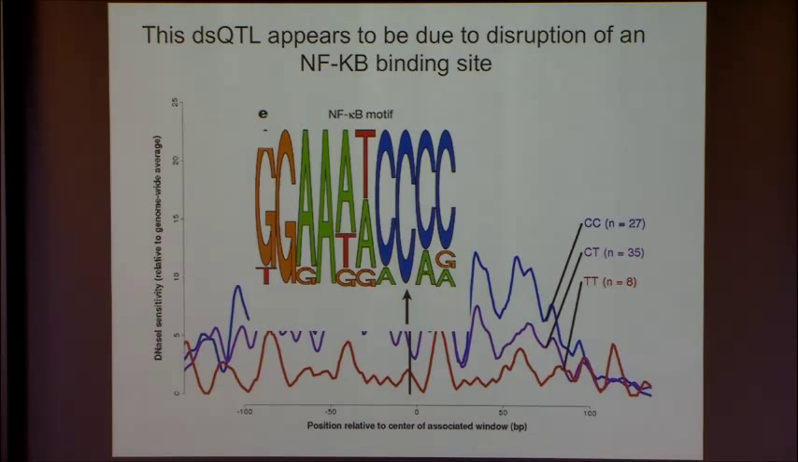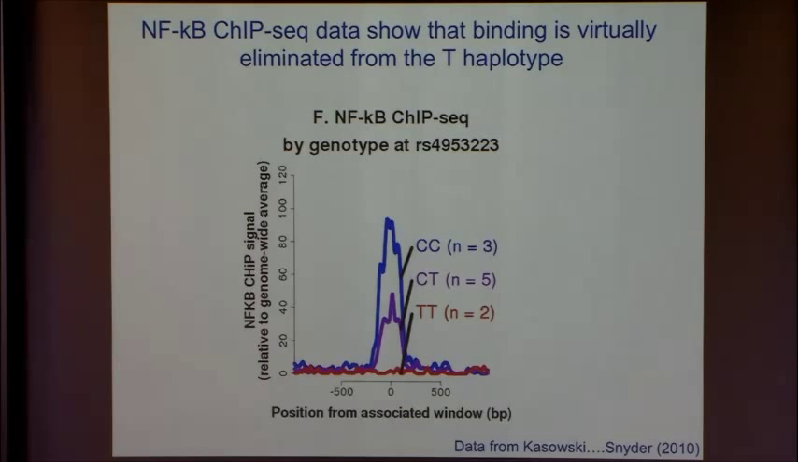And so our inference is that if you destroy that binding site, then NF-kappa B can't get in here, and so the whole region gets covered over in nucleosomes, and it becomes insensitive to DNase I. We can get some evidence for the presence of NF-kappa B from independent data from Mike Snyder's lab. So these are ChIP-seq data for NF-kappa B, also in lymphoblastoid cell lines, and you can see that there's a peak of NF-kappa B binding here for the CC genotype, but there's no NF-kappa B binding in TT individuals.